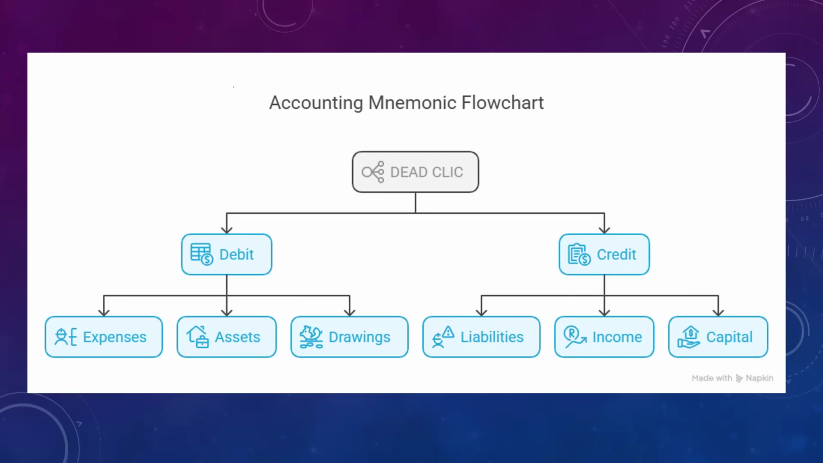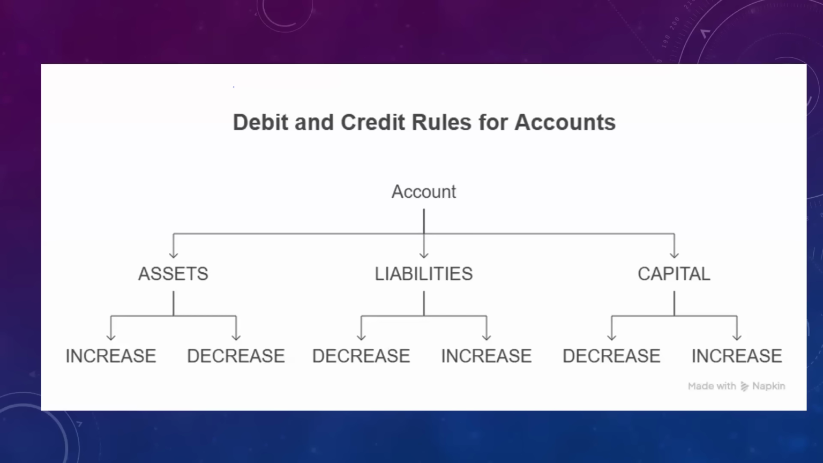A more detailed and accurate version is this, but I'm sending you both, so you can choose whichever one, right? For assets, liabilities, and capital, you have to remember this. When assets increase, we debit. When assets decrease, we credit. Liabilities and capital are the opposite. When liabilities decrease, we debit. Same thing with capital. And when liabilities and capital increase, we credit.